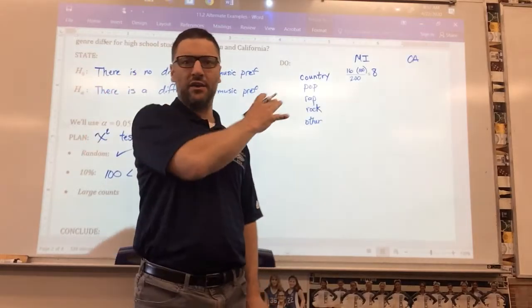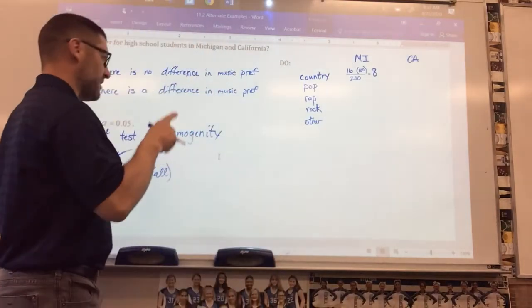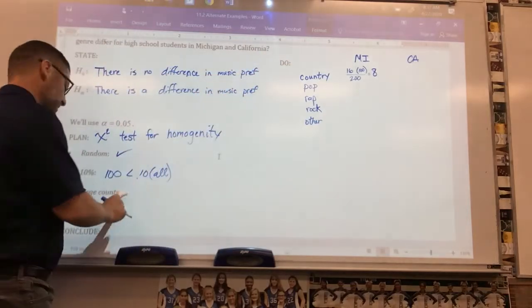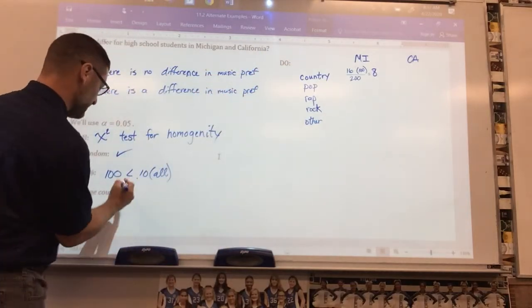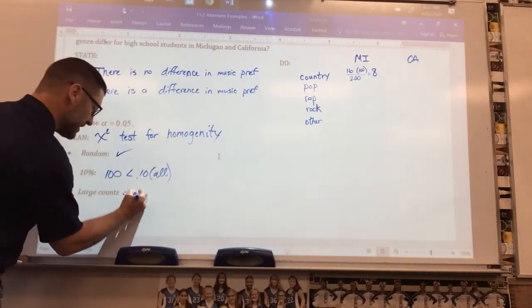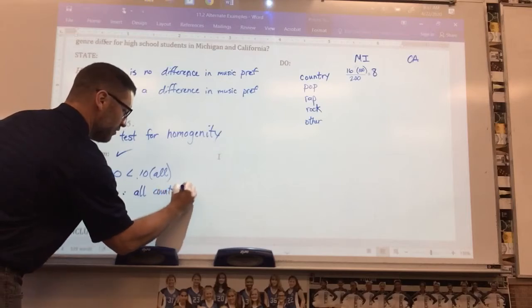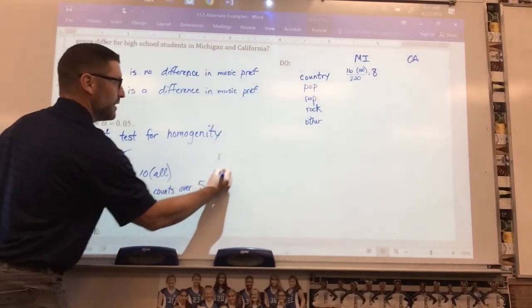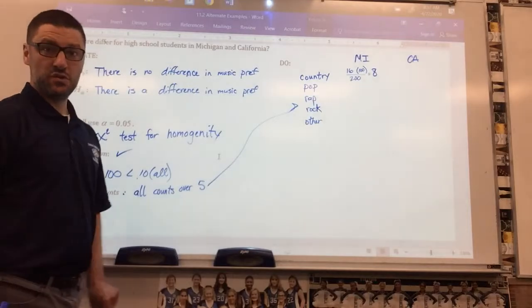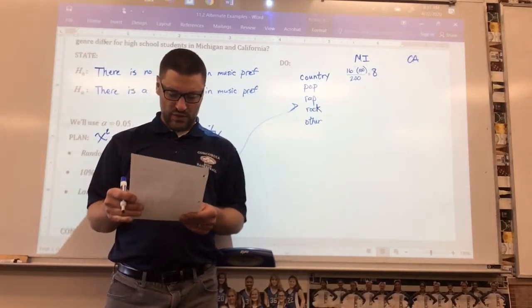Hit pause in the video. I'm not going to do each one of those. This is for you to do now. Go in and find each one of those and then answer the question, is the large counts condition met? Well, yes, the large counts condition is met. All counts are over 5 in that chart, so you should be good. And again, you need to make sure you find those in order to do this.